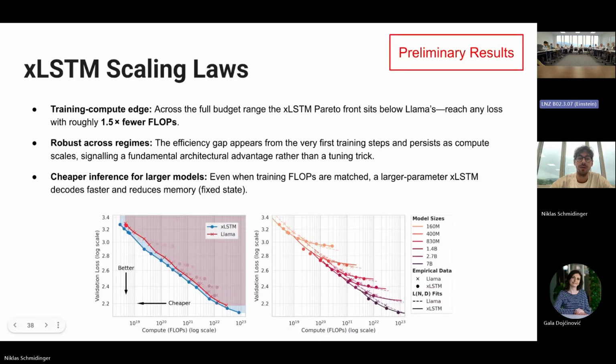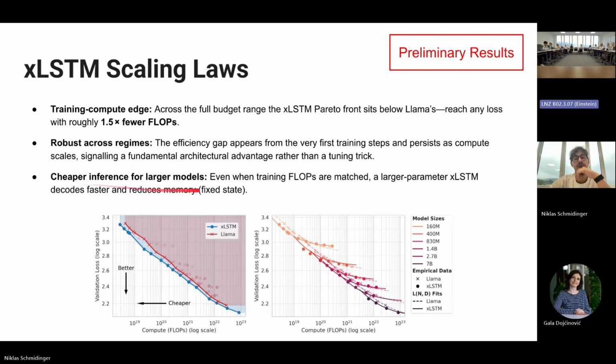So you can reach any loss with roughly 1.5 times fewer FLOPs than a transformer at the context lengths that were studied here. Okay, this is a caveat, because at very long context lengths the transformer still has some advantages with recall and so on.